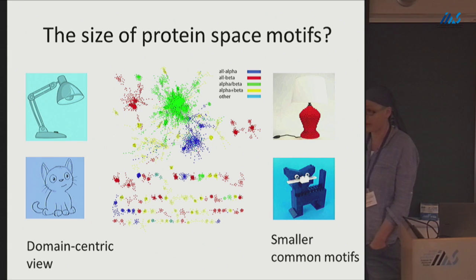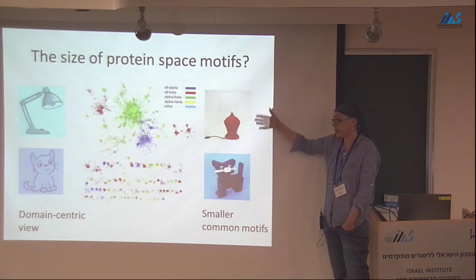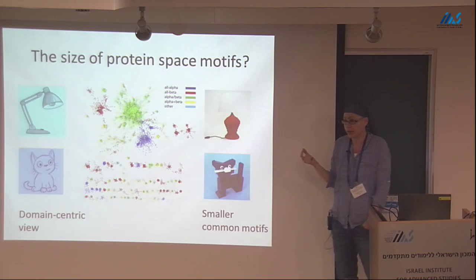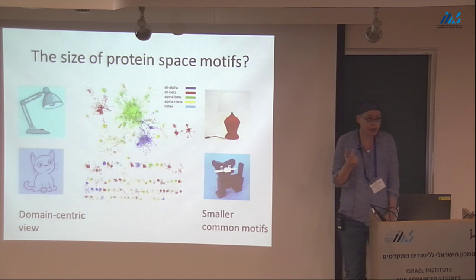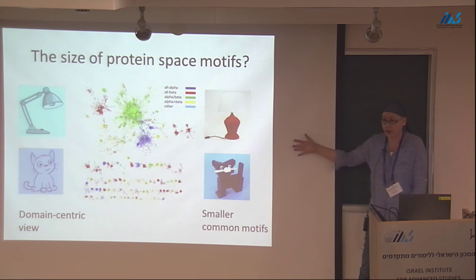It's amazing. You can find these online, right? You can just go and write cat in Lego and you find these pictures. So maybe the cat and the lamp are built from Lego building blocks. And in this case, it's actually smaller common motifs, right? And it's a question, is this the picture or is this the picture?